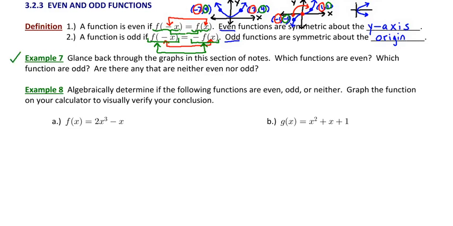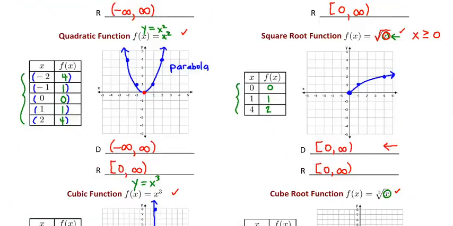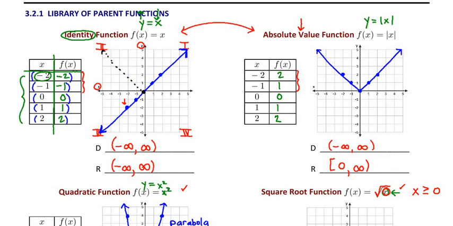Let's take a minute to go back through a few of the graphs in this section of notes and use symmetry to determine if the functions are even, odd, or neither. Let's go all the way back to our library of functions on the first page of this section of notes. If we look at our identity function, y equals x, notice I can take one point and rotate it around the origin to find its reflective point, or I can do the same here with this one. So we would say this function has origin symmetry. Therefore, it is an odd function.